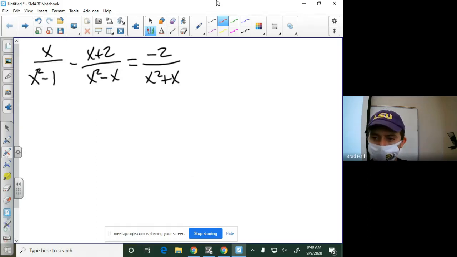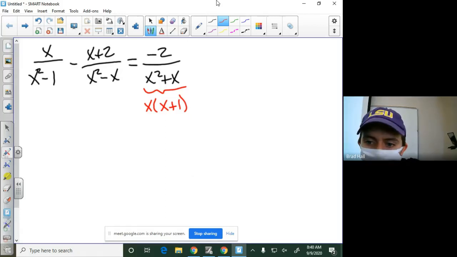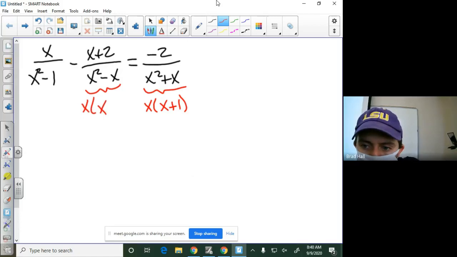If anything, I think the expression on the furthest right should be fairly straightforward. They both have an x in common, so naturally, we can factor out an x. And then the fraction in the middle, same idea. They both have an x in common, so we can factor out an x.